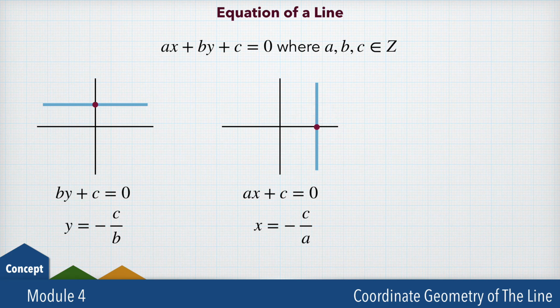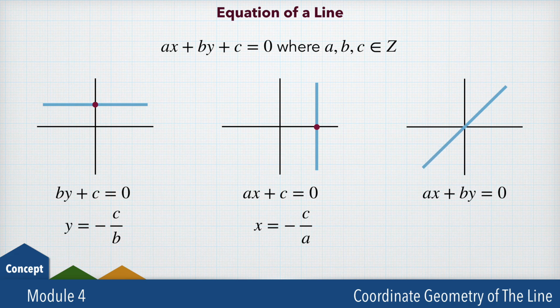If c is equal to 0, then the equation becomes ax plus by equals 0. This represents a line that contains the origin.